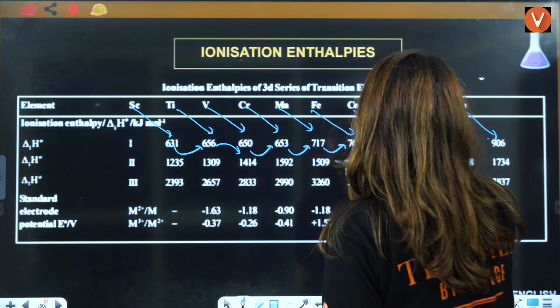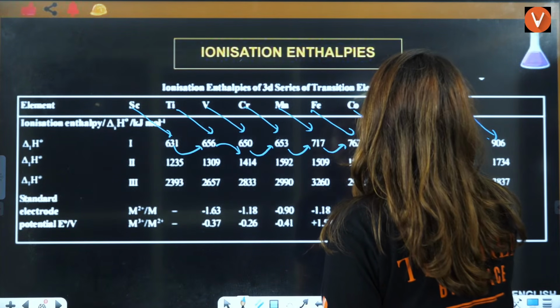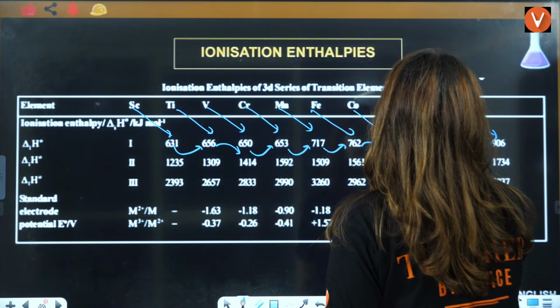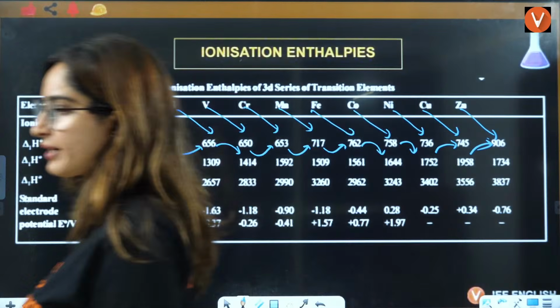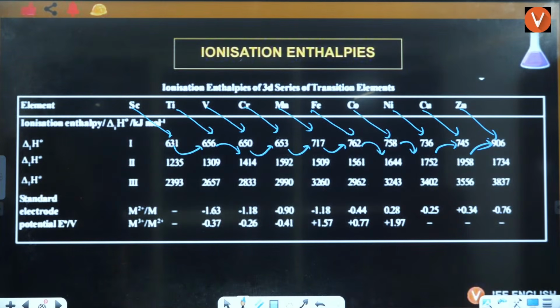Here it is. It increases, it decreases, it decreases, it increases, it increases. But you can't remember it like that. Yes, everybody?